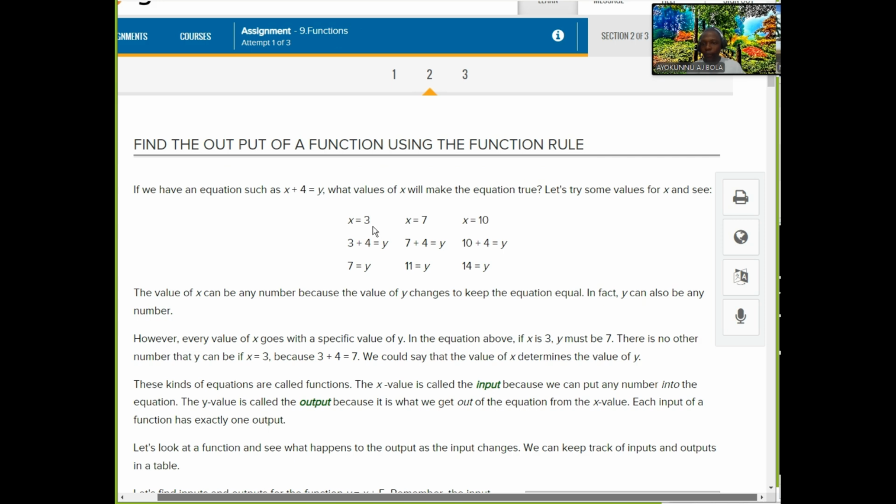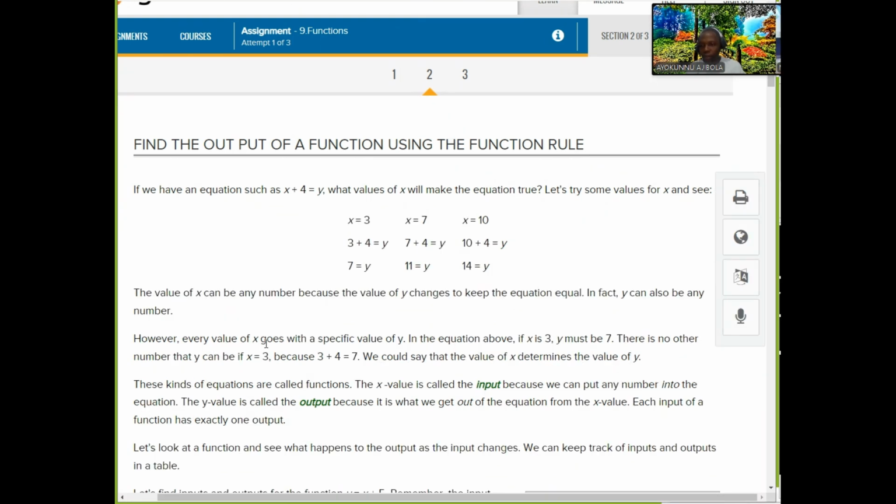If x equal 3, 3 plus 4 equal y will give y to be 7. And if x equals 7, 7 plus 4 equal y will give y to be 11. And if x equal 10, 10 plus 4, because it's x plus 4 in the equation, equal y gives y to be 14. So the value x can be any number because the value of y changes to keep the equation the same. In fact, y can also be any number, and that will inform the value of x as well.